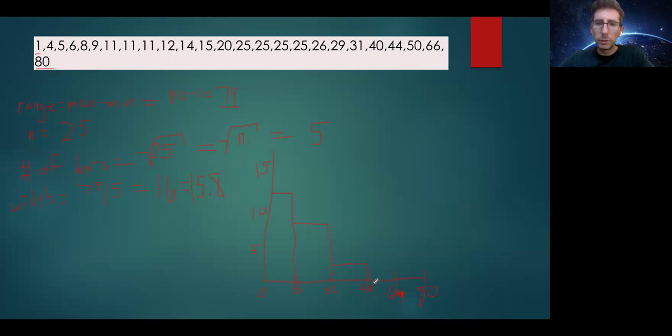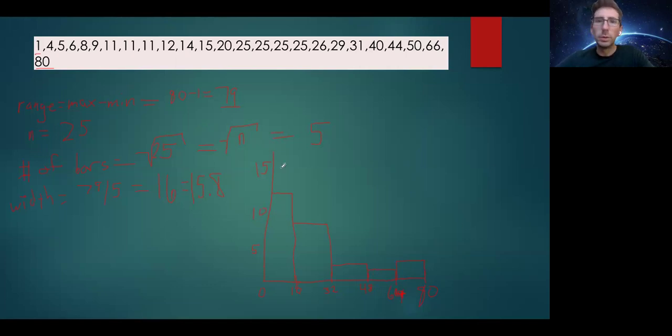All right, how many do we have between 48 and 64? We only have 1. We have a 50, right? So 1, do this, and then between 64 and 80, we have 1 back up to 2. So this would be our histogram for this data set.